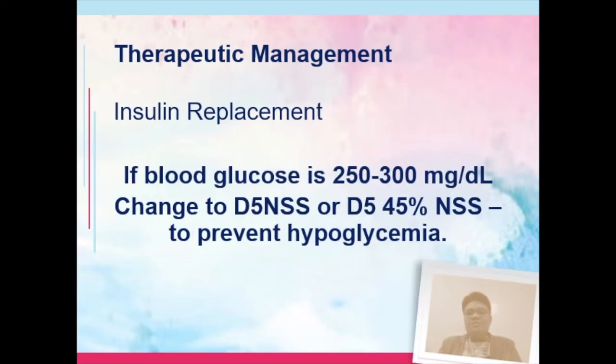Then, if the blood glucose is already at 250 to 300 milligram per deciliter, you can change the IV to D5-NSS or D5 0.45% NSS to prevent hypoglycemia. So this one is already containing your D5, okay, D5 dextrose. So just like your D5 water earlier. So from this, we can deduce that if your patient is having blood sugar levels of 300 and below, for a patient with DKA, we already start your D5 containing fluids. Okay? Plus, in this case, your insulin replacement could be incorporated on the D5.